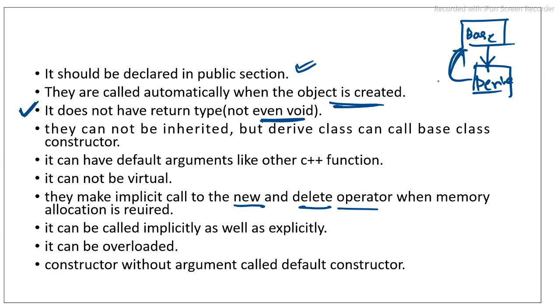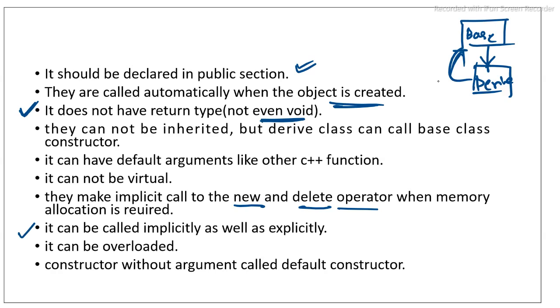Already the new and delete operator, their use, and how they can be implemented in a C++ program, everything I have described in a previous video lecture. You can go through that. So this new operator can be called implicitly whenever memory allocation is required by the constructor automatically. Similarly, delete can also be called automatically, or an implicit call will take place when we want to release some memory.